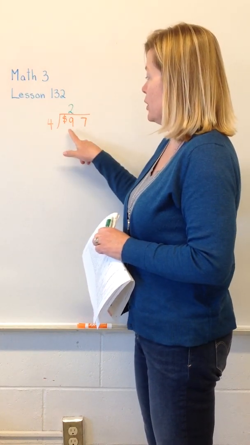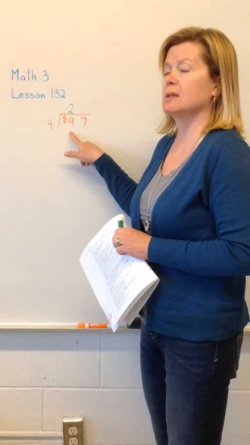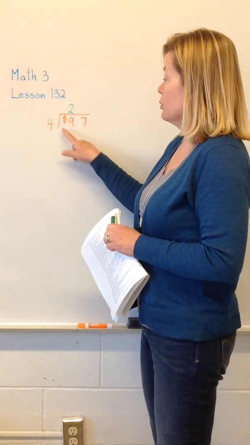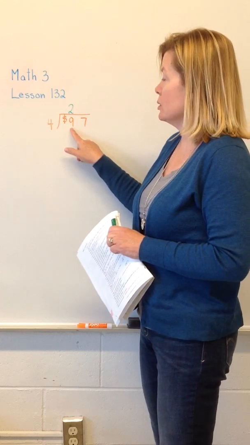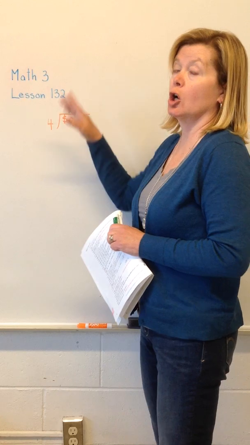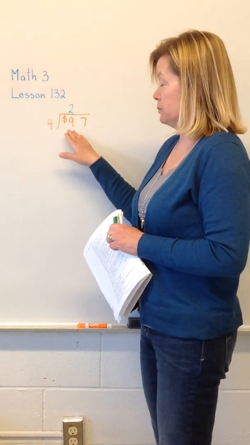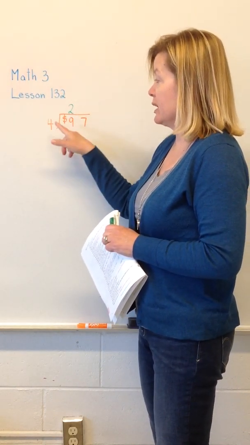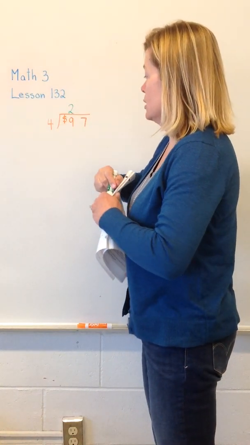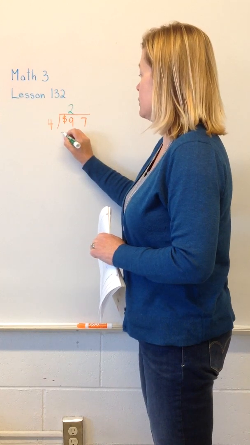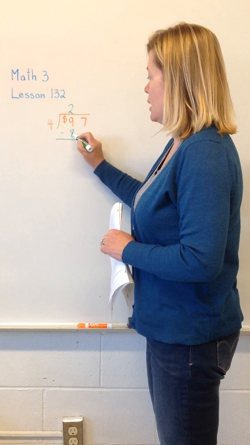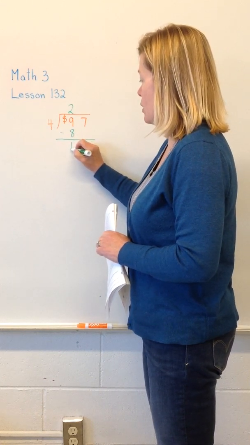One thing that I should point out to you, because some of you will say, but Mrs. Harms, they can each have 1, and that's true, but we need to get as close to the 9 as we can without going over the 9. So we know that they can have 2. So let's do the multiplication. 2 times 4 equals 8. So let's subtract 8 from 9. 9 minus 8 leaves us with 1.